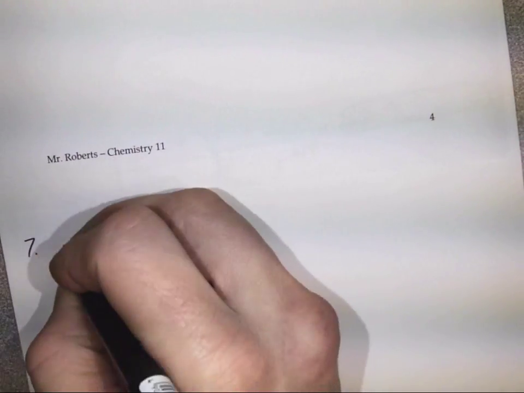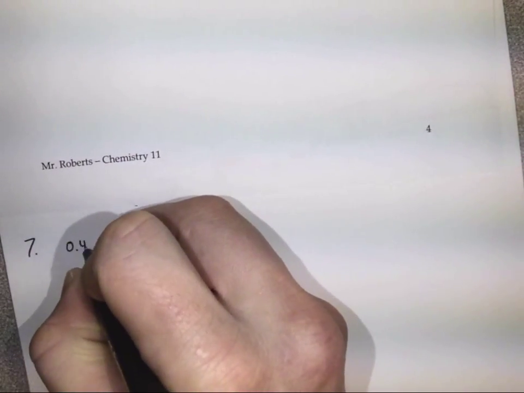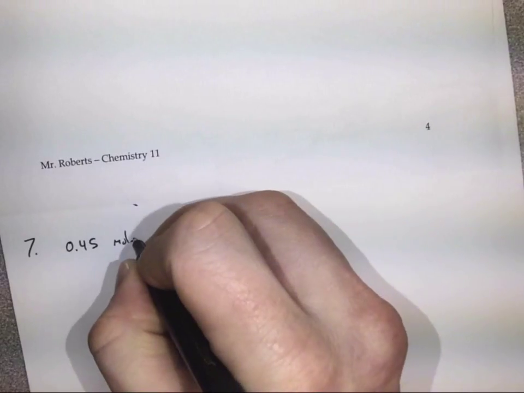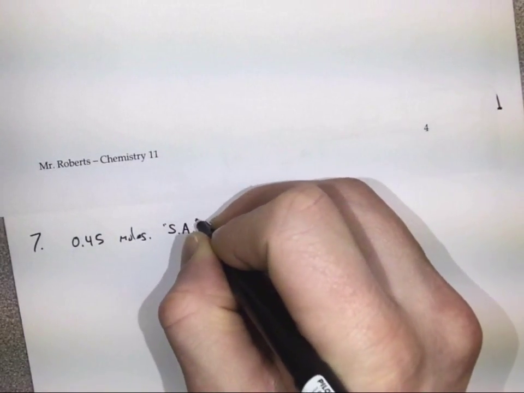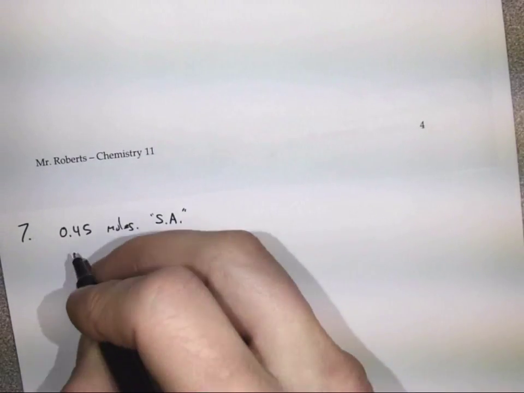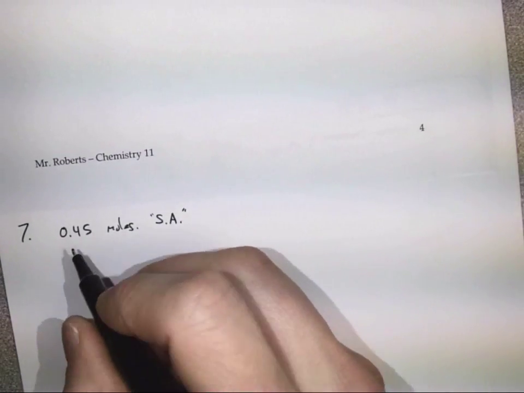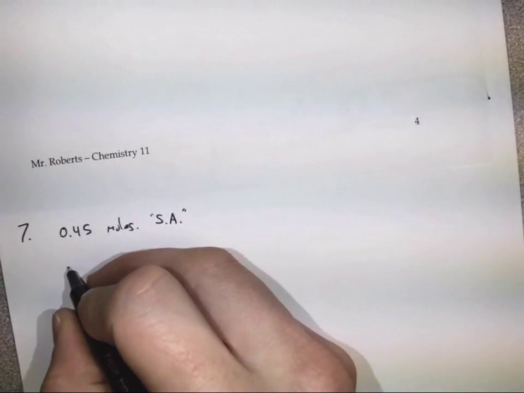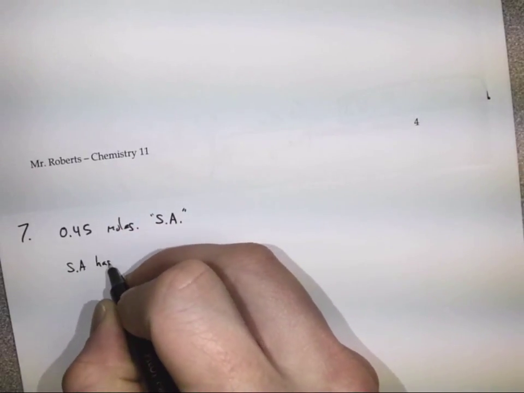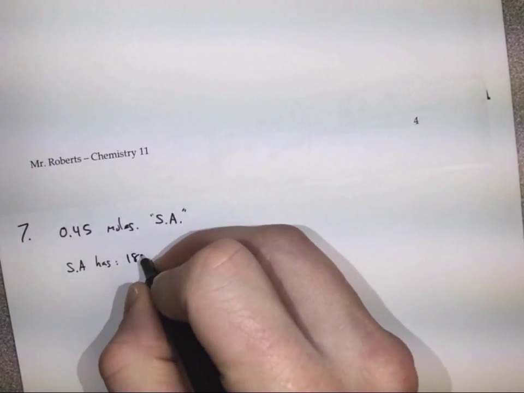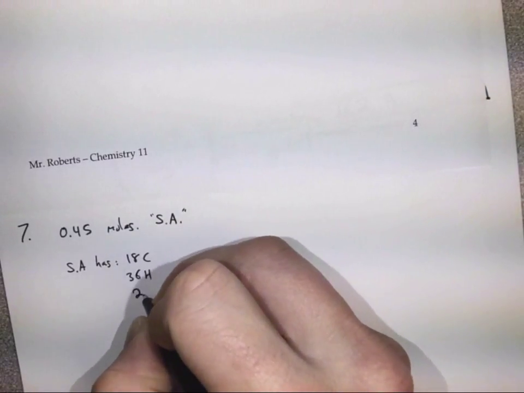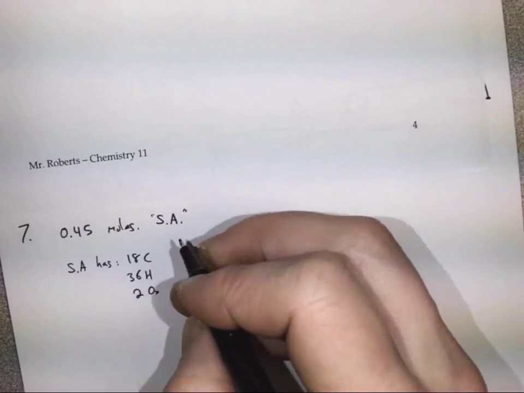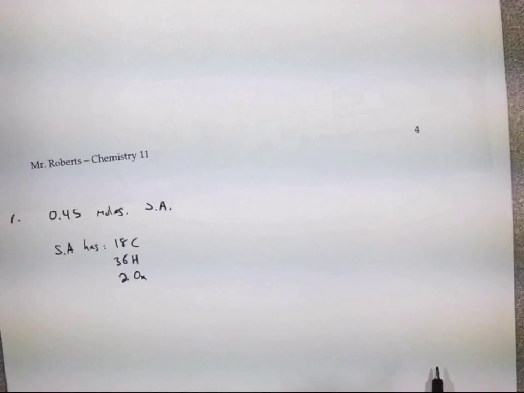So this is a question where we know that we have 0.45 moles of, we'll call it SA, stearic acid. We know that stearic acid has 18 carbons. We know it has 36 hydrogens, and we know it has 2 oxygens. I'm going to put an X there. All right, what else do we know?